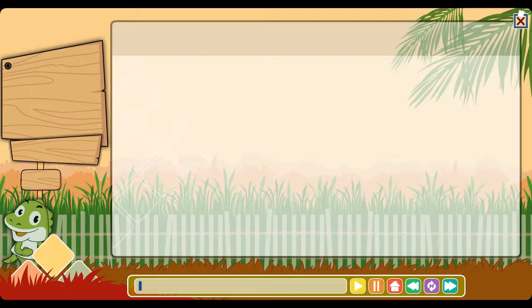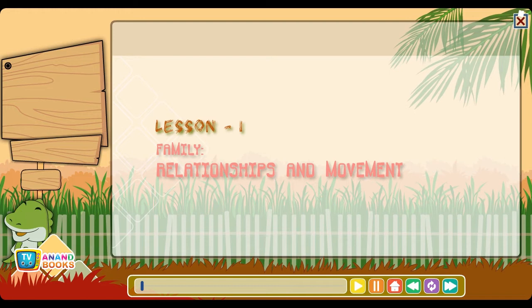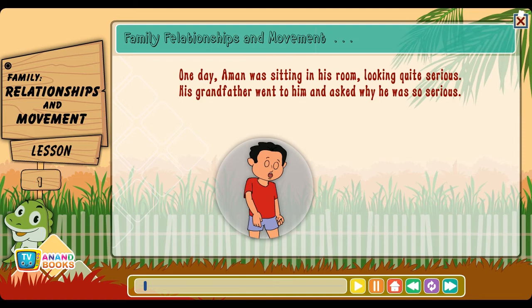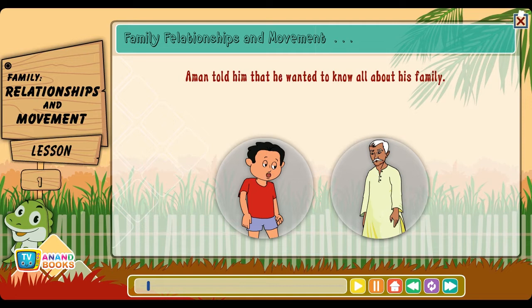Lesson 1. Family. Relationships and movement. One day, Aman was sitting in his room, looking quite serious. His grandfather went to him and asked why he was so serious. Aman told him that he wanted to know all about his family.